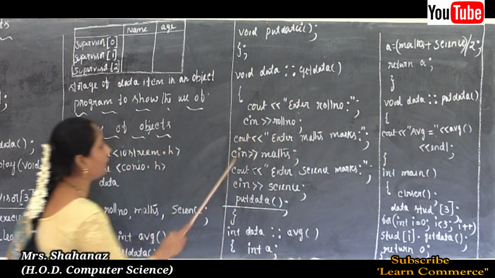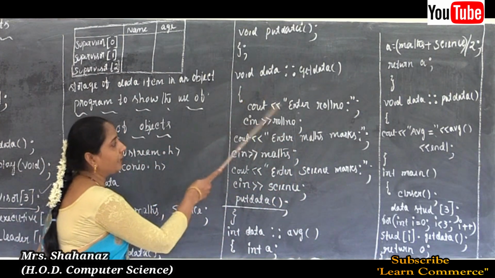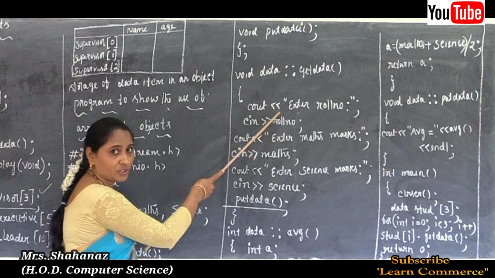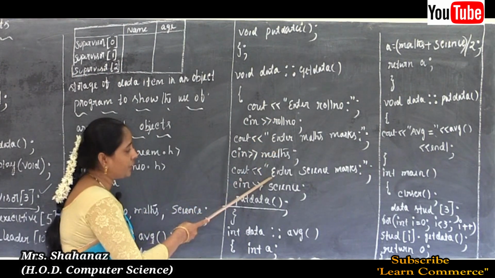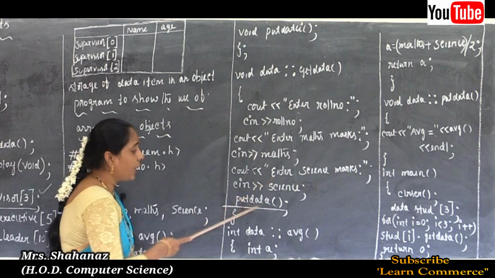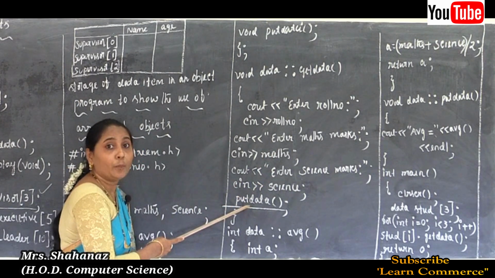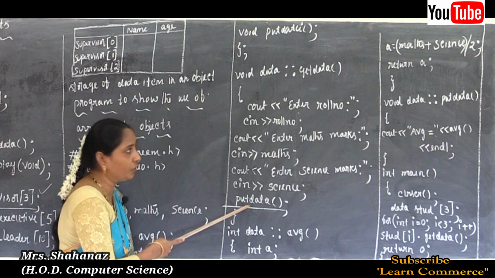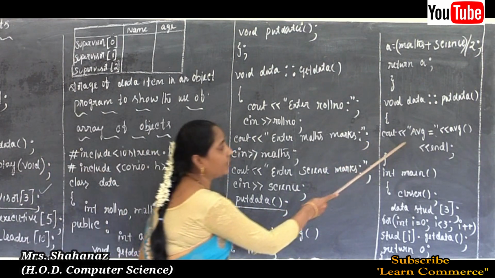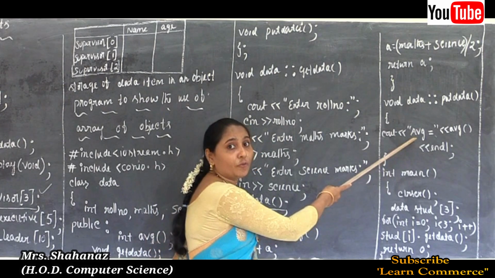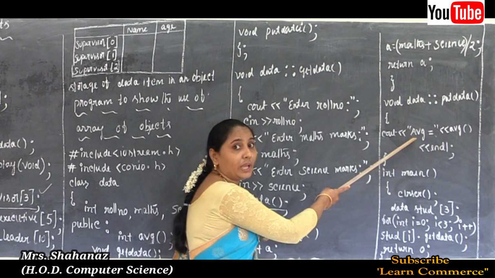Why? Because in getdata, what information do we write? The getdata function is going to accept first of all the roll number, then the marks for maths, then the marks for science, and finally going to show the putdata information. And in putdata we write one piece of information: it just shows the average value. Clear on this point? Show the average value.